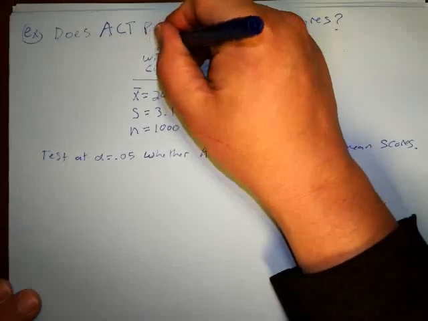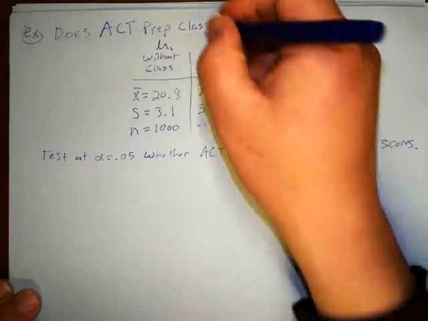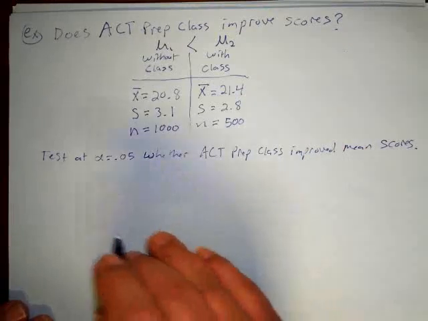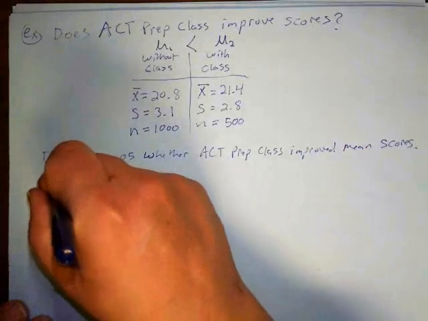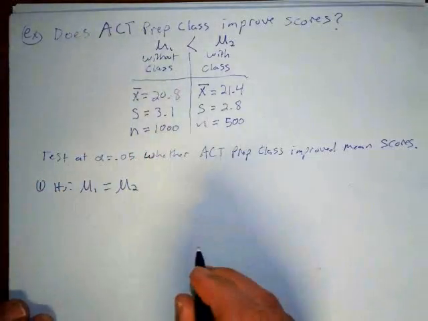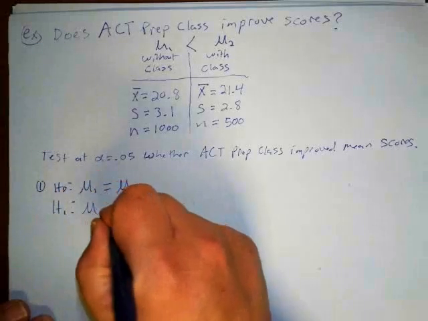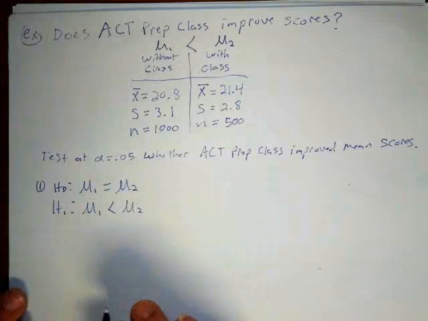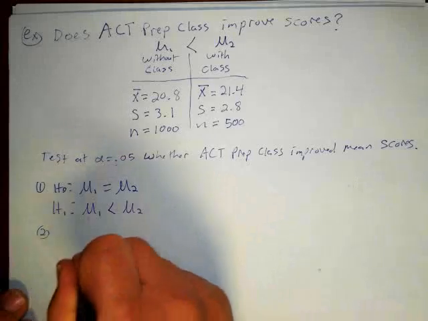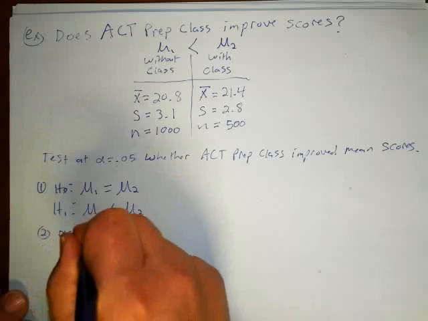So these are the two means of these two groups. What I want to do is show the ones with the class have a bigger score. So that's going to make this a left-tailed test again. Okay, so mu1 is equal to mu2. The null says there is no difference between the groups. And then the alternative says no, mu1 is actually less than mu2. So my alpha here is 0.05.